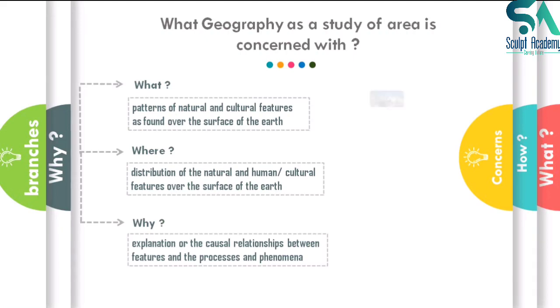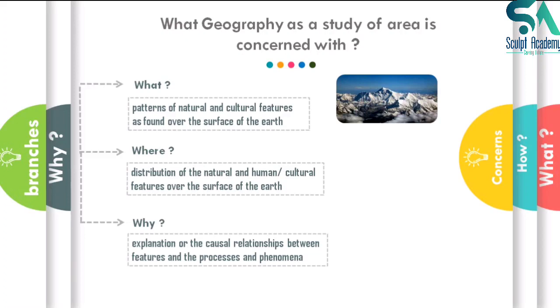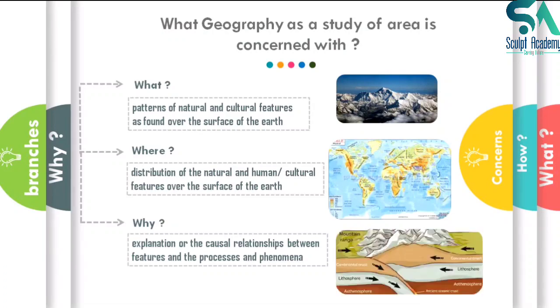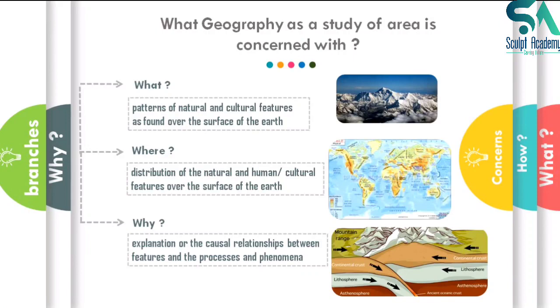For example, these are mountains, right? So what are the features on the earth? Mountains are the features on the earth that we are going to study. Where are these mountains located on the earth? We have the Himalayas, the Rockies, the Andes. What is the distribution of these mountains that we are going to study? And why means how these mountains were formed, what processes took place on earth which led to the formation of the mountains. So these are the basic three attributes that we are going to study in geography.